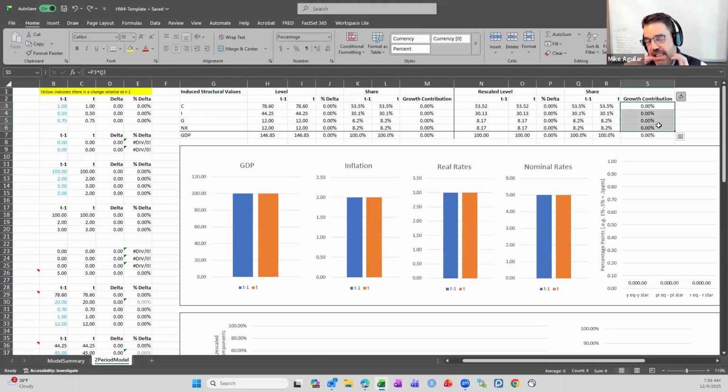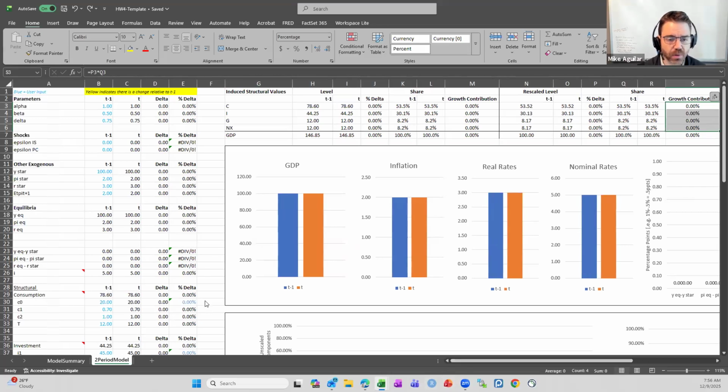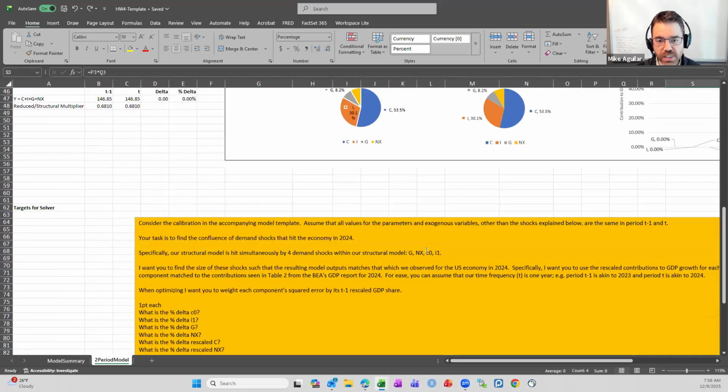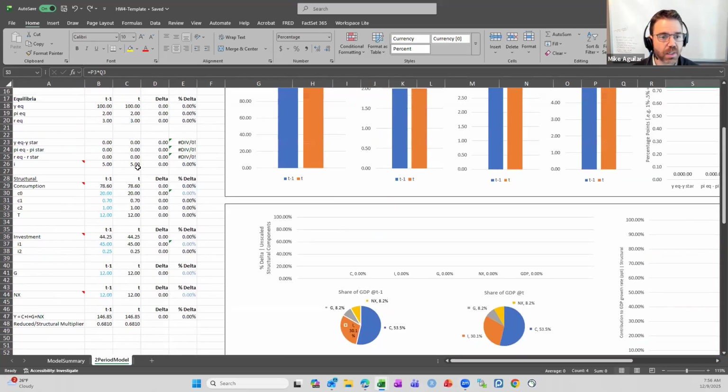So we have what it is that I need to move. We now have our targets in place, and then we have to figure out what are the variables that I change in order to accomplish that. Well, those are the shocks: the G, the NX, the C0, I1. I highlighted them here for you in blue. The C0, the I1, the G, and the NX.